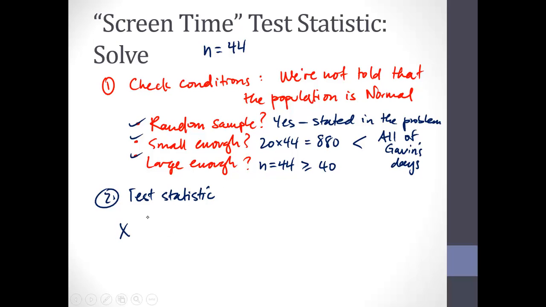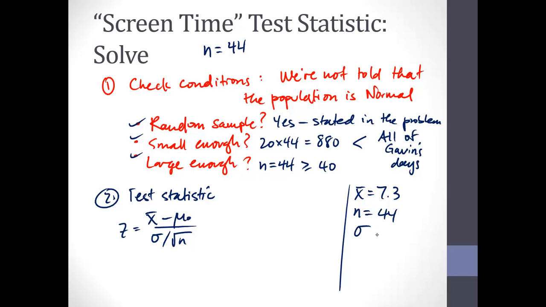So again, remember we have z equal to x bar minus mu 0 divided by sigma over the square root of n. So thinking about what we had, our random sample of 44 days had a mean time of 7.3 hours. So x bar is 7.3. N again is 44. Sigma, again, we've assumed here is that 2.62 that we found. And mu 0, what we're comparing it to, is that of other children, which is 6.1.